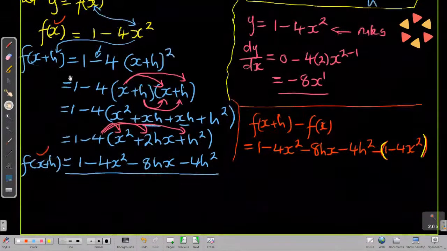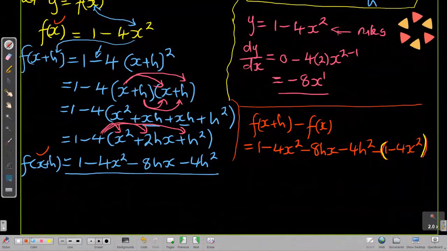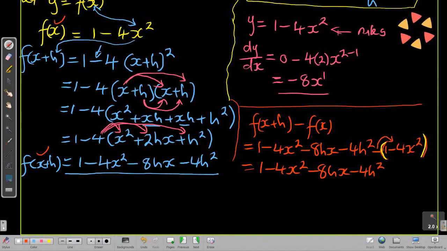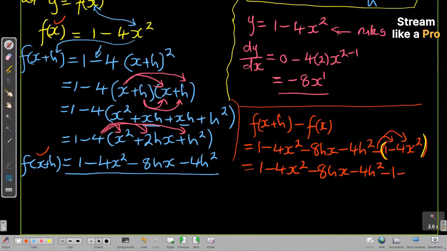So when I do that, I can now move on to simplify or open the bracket. It will be 1 minus 4x squared minus 8hx minus 4h squared. So this negative, if you distribute it inside, minus times a 1 is negative 1, minus times a negative 4 is positive.